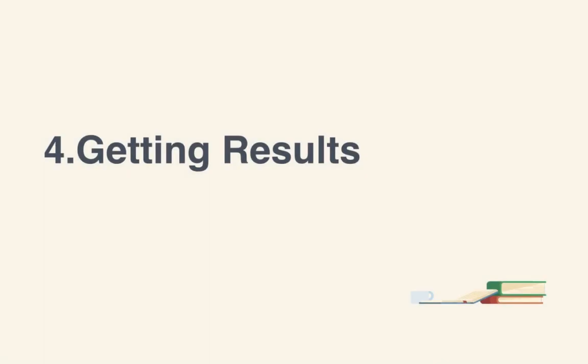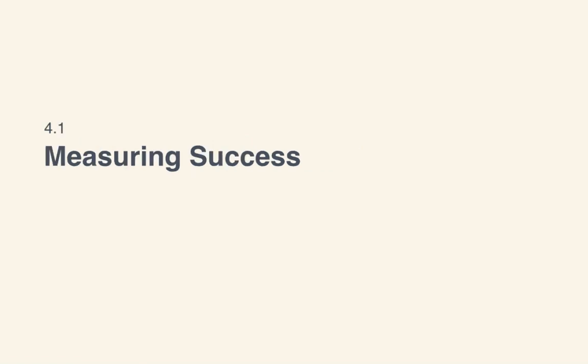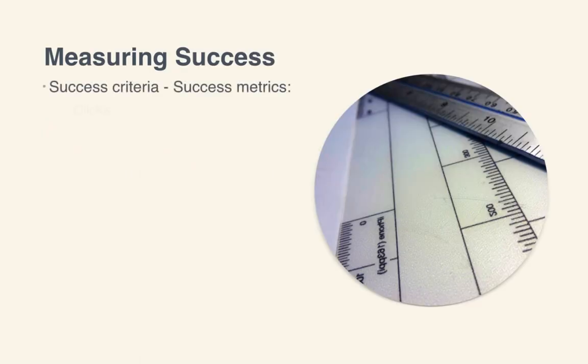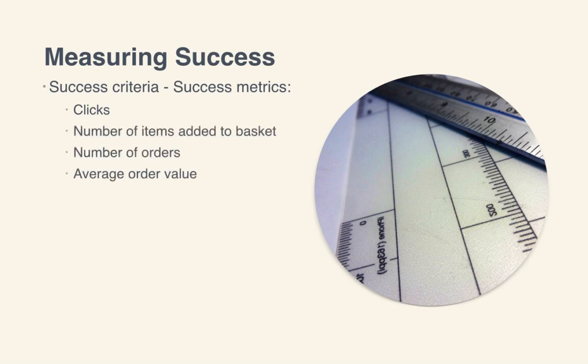Okay, in this section we're going to look at the actual results from our testing. And in the first part, we're going to measure success. So how do we go about that? We know our success criteria already. We've looked at clicks and number of items added to baskets, etc. All these different things could be used as a measure of success, and we know we have to track them.